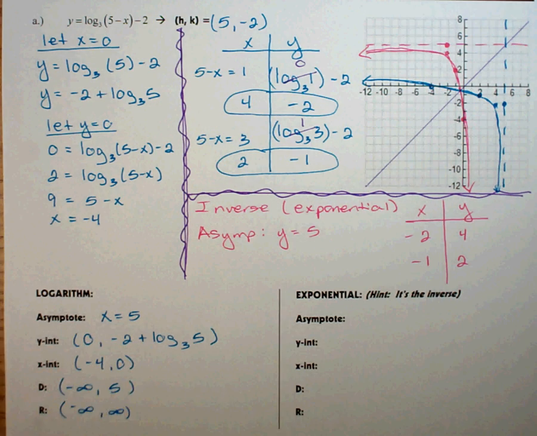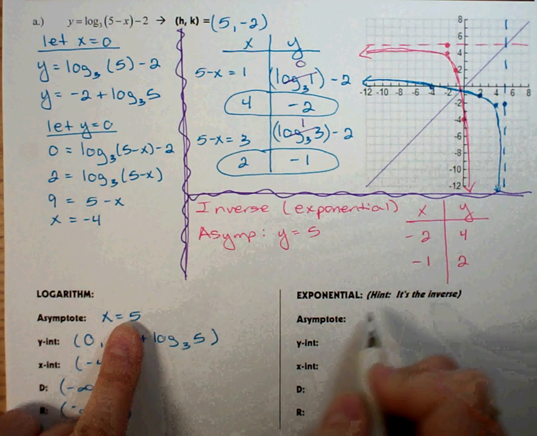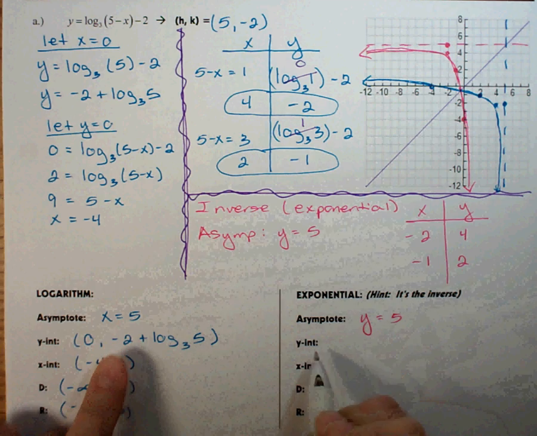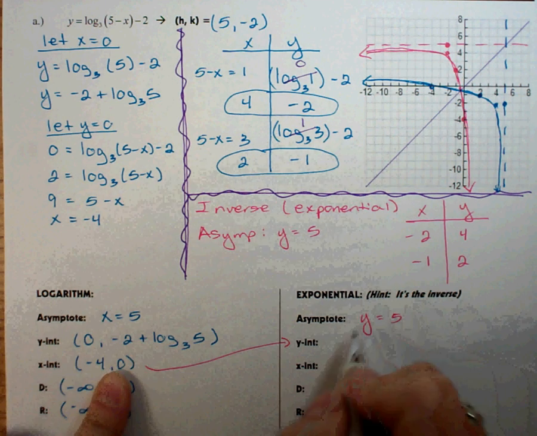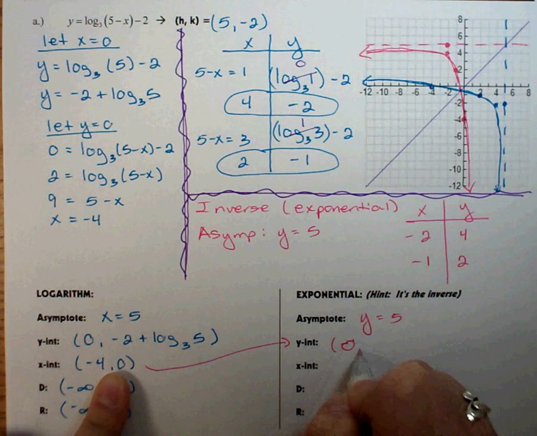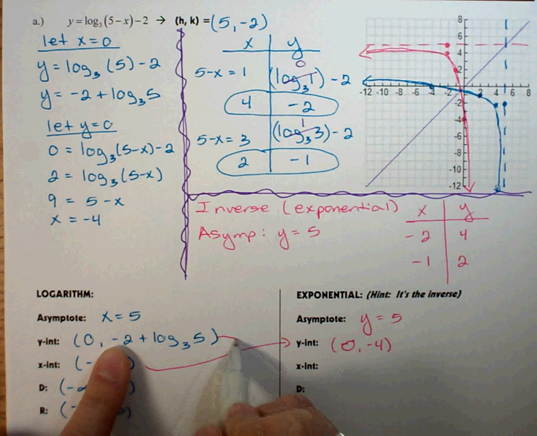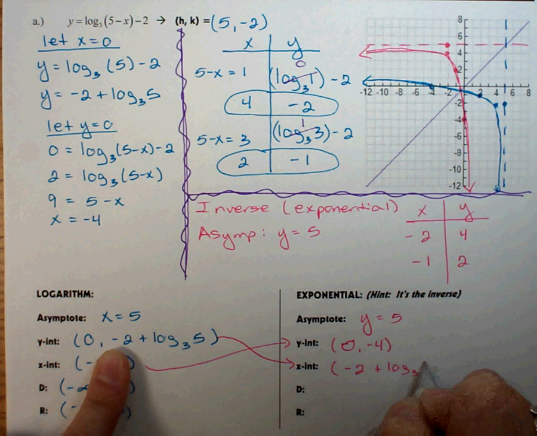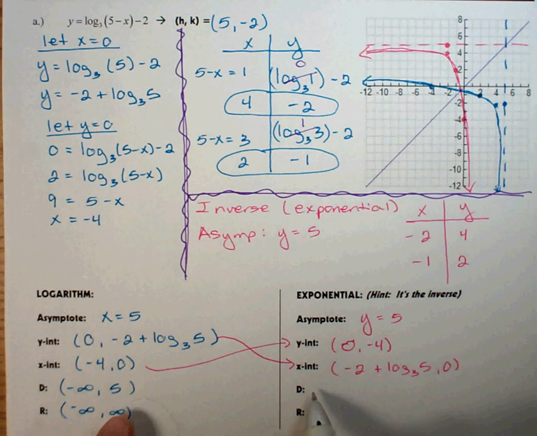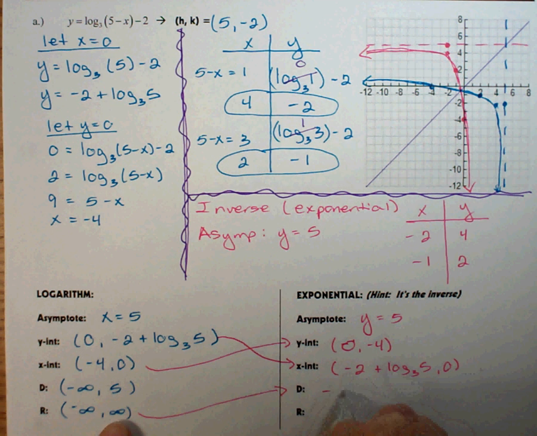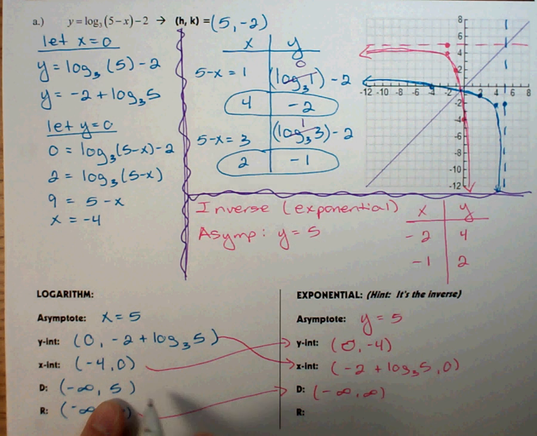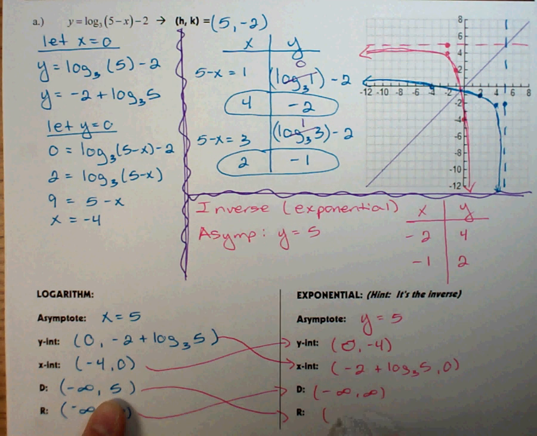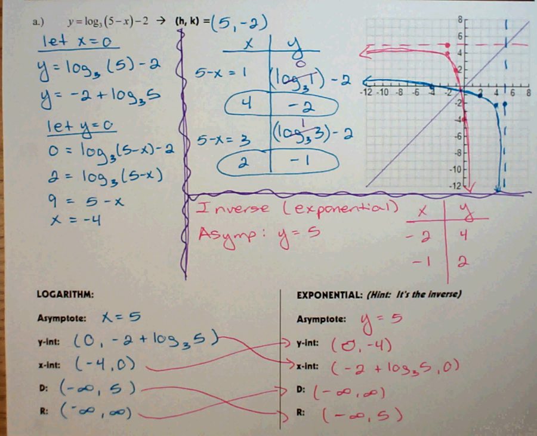And for the inverse, I'm just going to flip everything exactly like we did before. The asymptote becomes y equals 5. The y-intercept comes from my x-intercept. My x-intercept comes from my original y. My domain comes from the original range. My range comes from my original domain. And we should be able to look up above and see that these actually make sense. And that's everything that we need to know related to our graphing logarithms and their inverse.